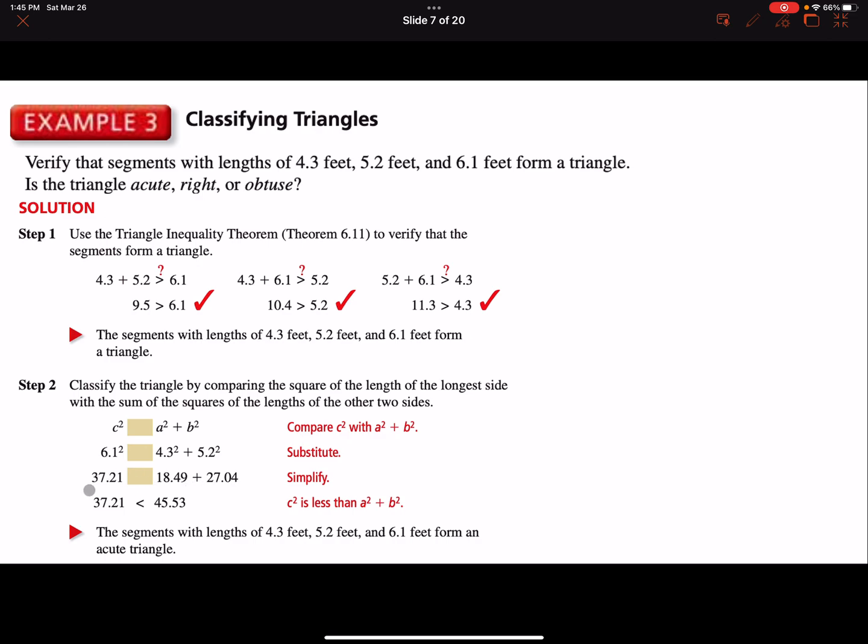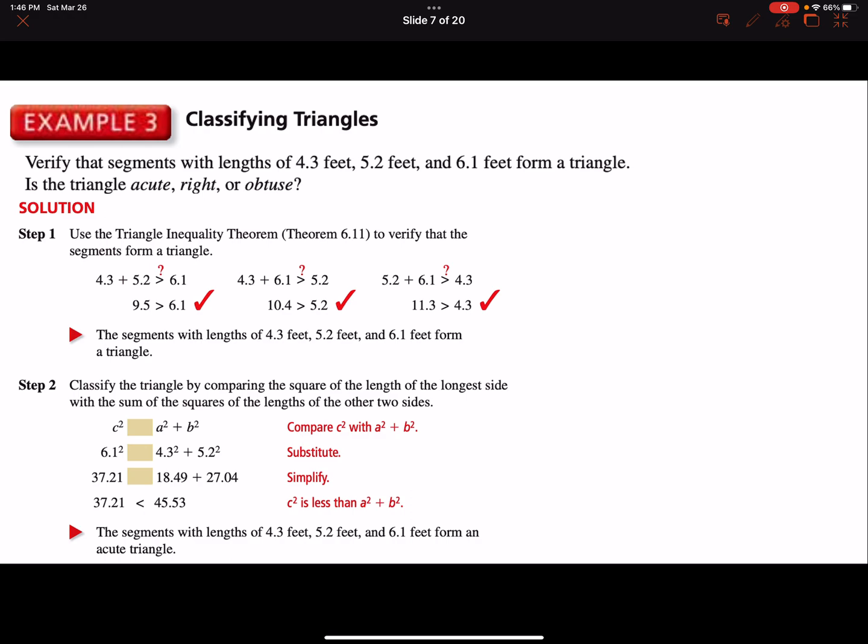And then on the other side, I've got 37 and 21 hundredths. And 37 and 21 hundredths is indeed less than 45 and 53 hundredths. So this has to be an acute triangle, because c squared is less than a squared plus b squared. And that's it for this lesson.